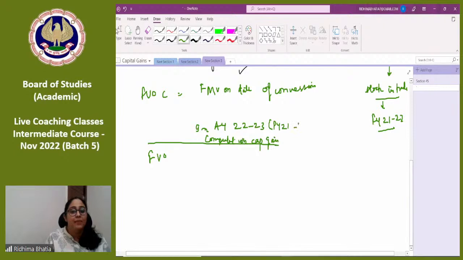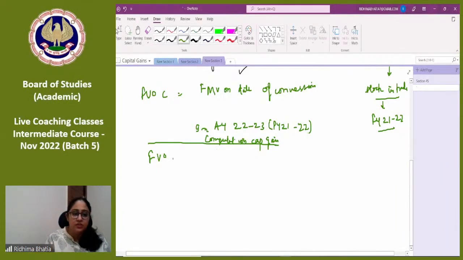This will not happen in the year of transfer. We are studying the exception. So the exception is the year of taxability would be the year when the stock in trade is sold, but transfer will obviously happen when the conversion has happened. अगर ये चीज आपको clear होगी, you will do the question correct.